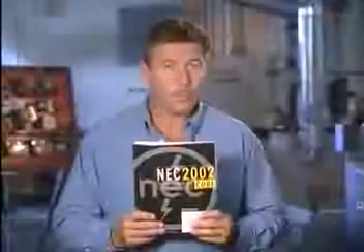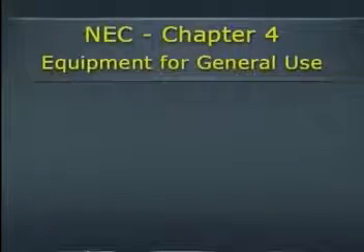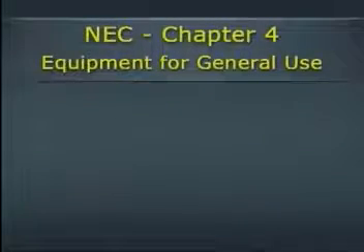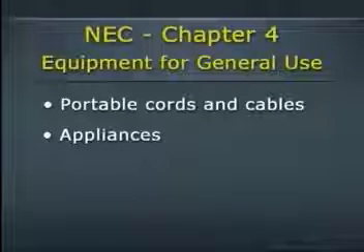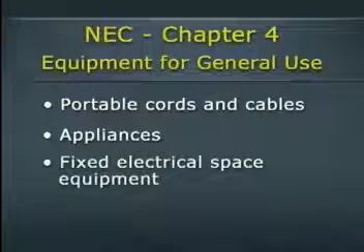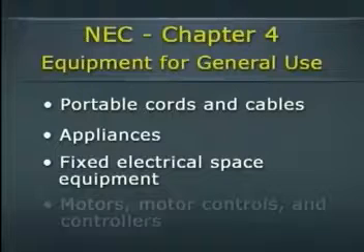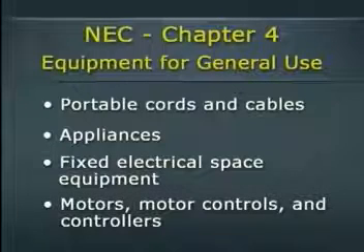The NEC is comprised of 8 chapters, each dealing with different aspects of the electrical trade. The first 4 chapters have the most immediate impact on the HVAC industry. In particular, Chapter 4 has sections on portable cords and cables, appliances, fixed electrical space equipment, and motors, motor controls, and controllers.